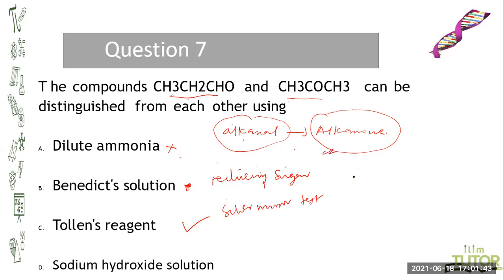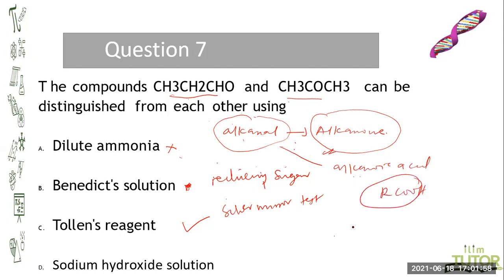Most often, you can also be asked to differentiate between alkanal and alkanoic acid. If I have alkanoic acid, because of its functional group, I could use a bicarbonate to test for it, knowing that there will be effervescence and a liberation of CO2 to differentiate between them.